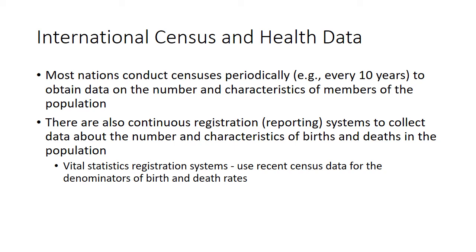There are also different types of reporting systems that can help us to collect data about things like births and deaths and all of that. We call these vital statistics systems. They also utilize recent census data for helping with things like denominators, death rates, things like that. So there are lots of sources of information here that we can use to help us figure out what our denominator is going to be in a lot of these cases.